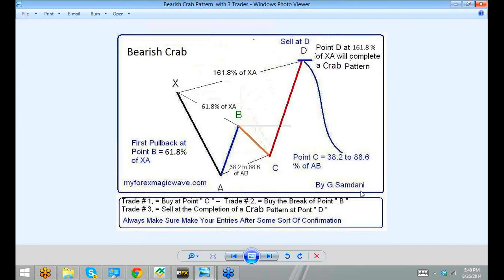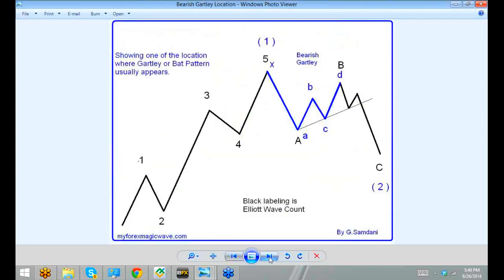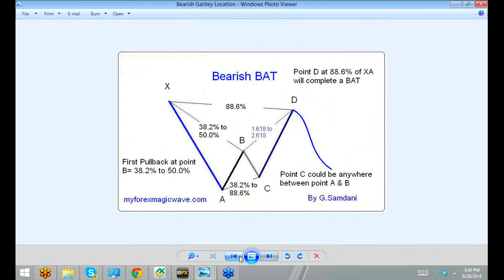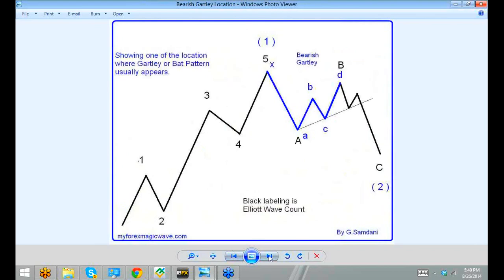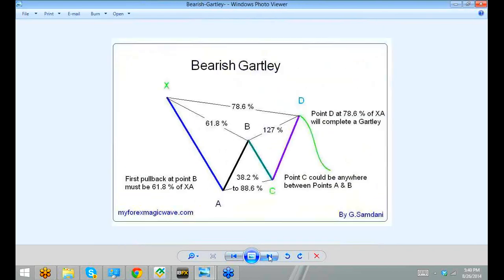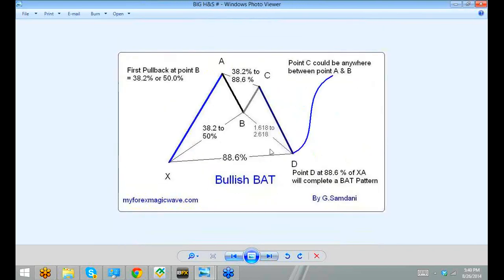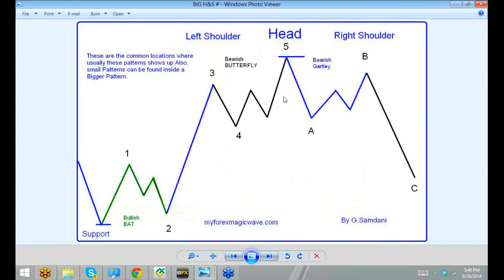This is how creative harmonic trading is. So this is what I'm going to teach. In this video course, you will have a separate video for each pattern. Now, I also teach you the location of these patterns, which is very important. For example, this one.